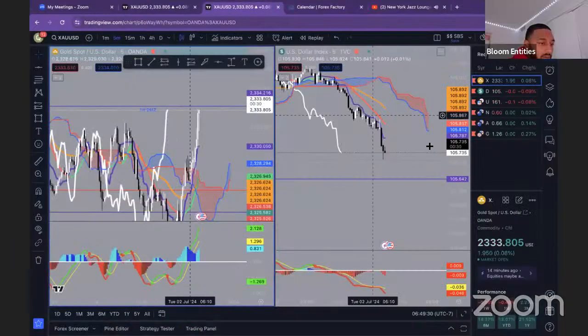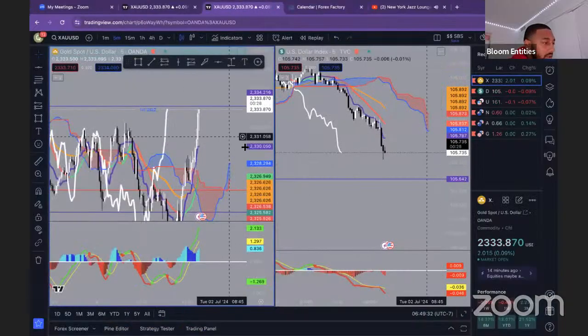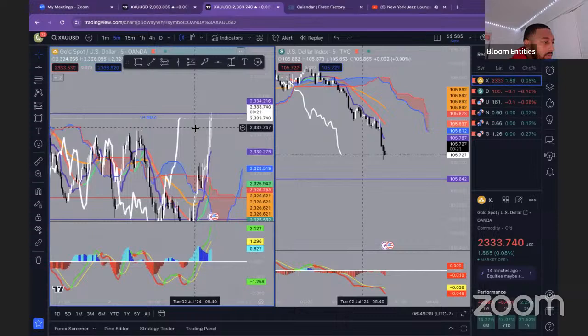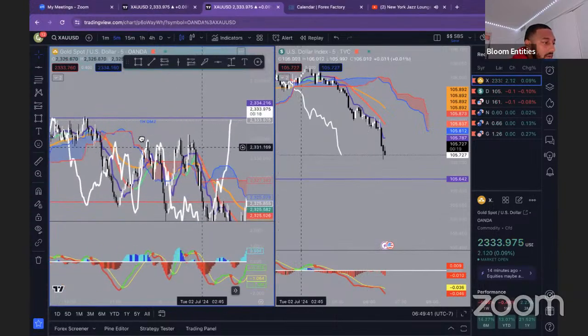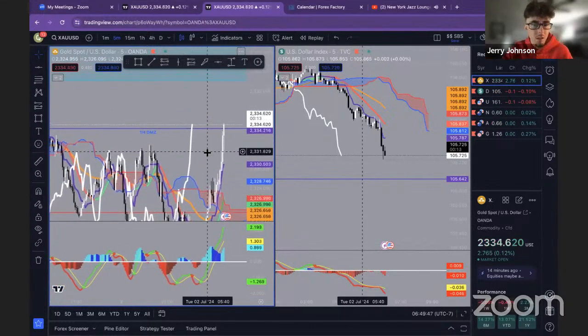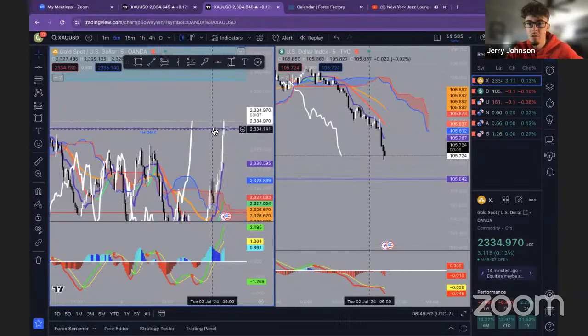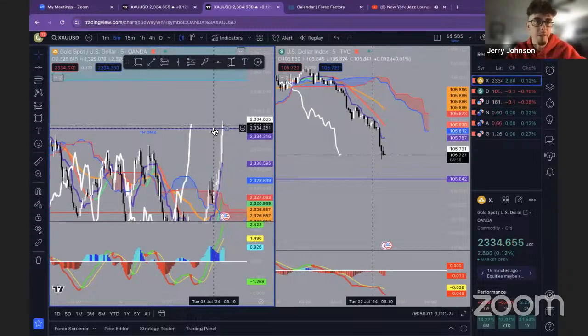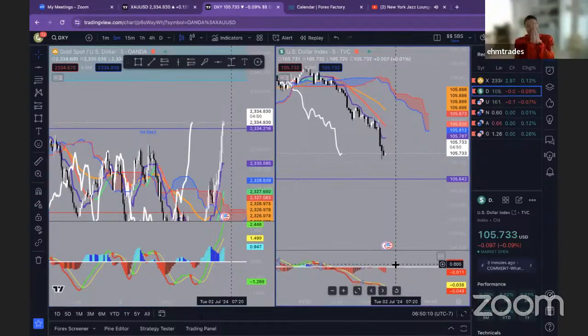About 10 minutes till news hit. Gold trying to break through this 1 hour decision making zone I have. Where do you have that at? 2334. Huh? I was saying, what price do you have that at? 2334.2. Yeah, I have a 4-hour at the same exact price. Same thing.